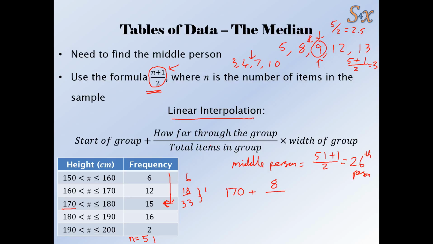So I'm going 8 people through this group. I'm going to divide that by how big the group is overall. The group is 15 people overall. So if you like, I want to go 8/15ths of the way through this group. I want to go 8 people through the 15 people who are in this group. And I'm going to multiply it by how wide that group is. By how wide, I mean, look at the class boundaries here. The group's 10 wide, so I'm going to multiply by 10. If I apply that formula, I'm going to type that in now and find out where our middle person is.